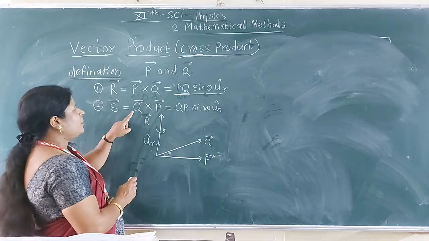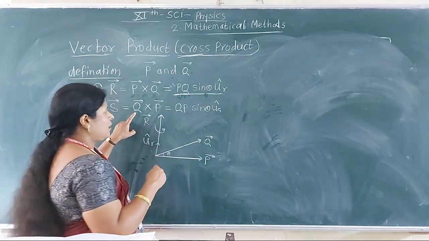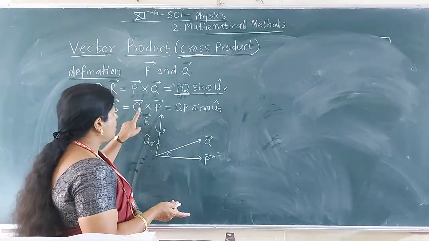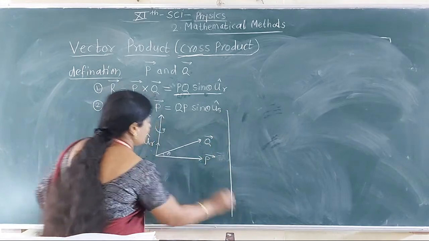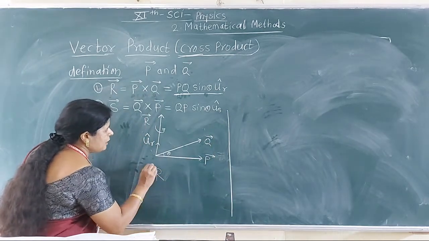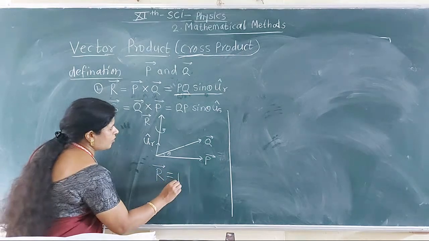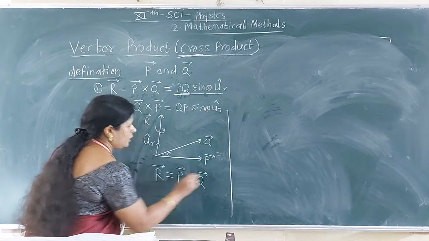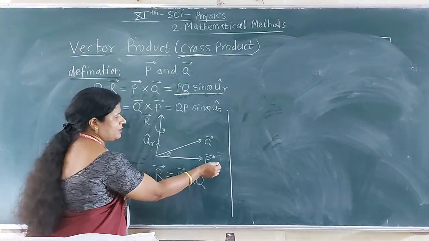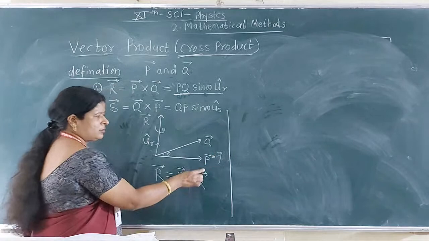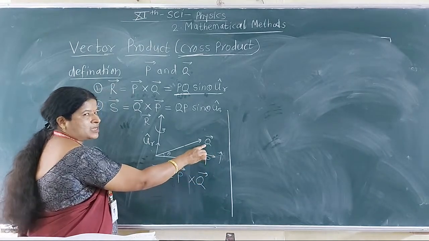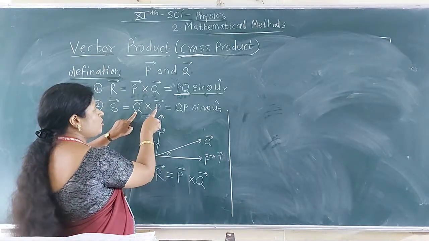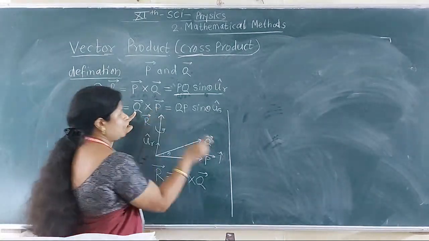Now, if we take the cross product between vector q and vector p, this cross product we can write as a vector r is equal to vector p cross vector q. See the direction. Vector p cross vector q. Now, the cross product between vector q and vector p.